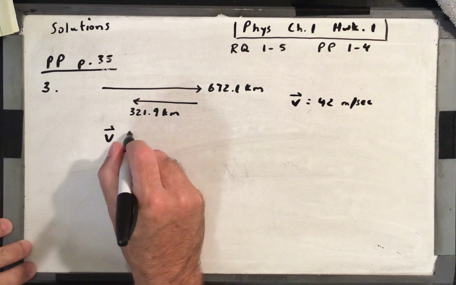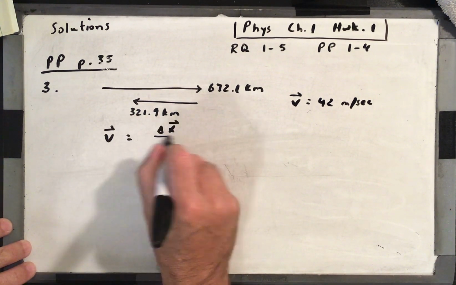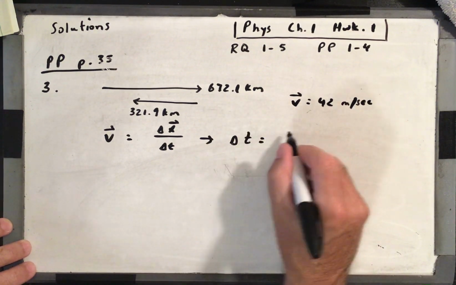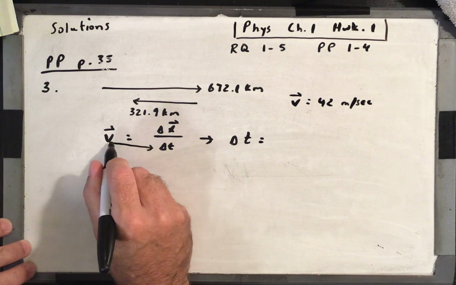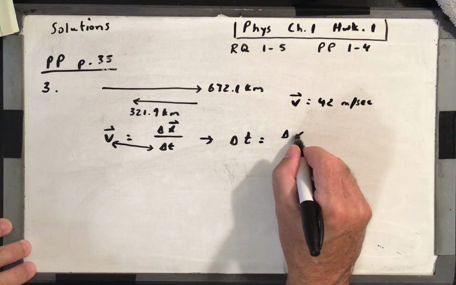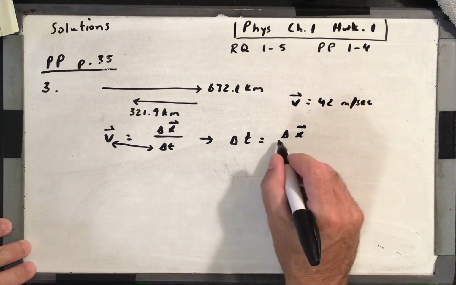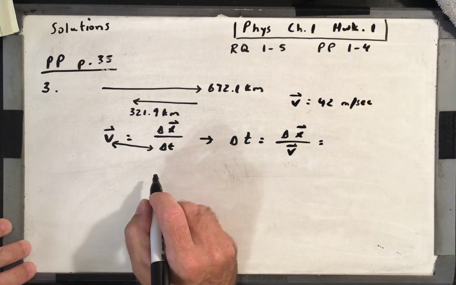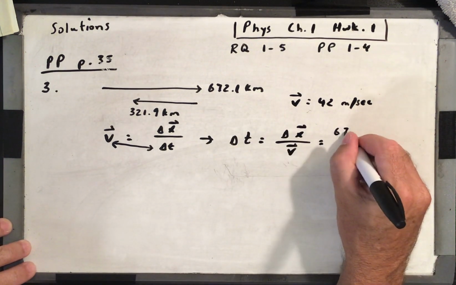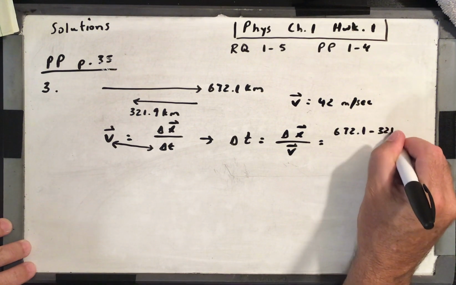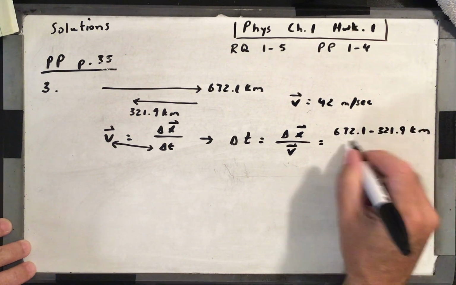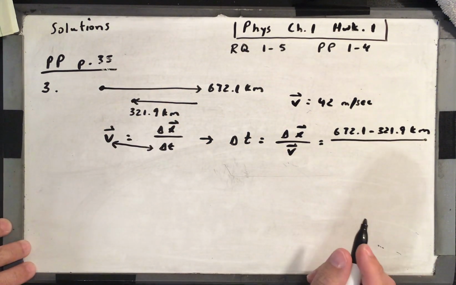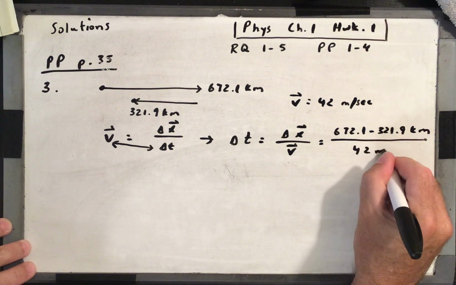So we know that velocity is the change in displacement over the change in time. So we want to solve for how long, the change in time. Going to algebraically just switch those two. So that's going to be the displacement over the velocity. Displacement is going to be 672.1 minus 321.9. It's not total distance, but displacement. So from here to here. And then velocity is 42 meters per second.